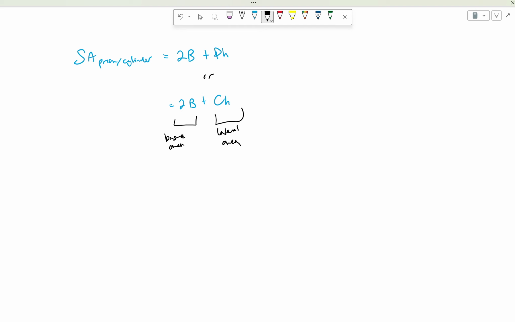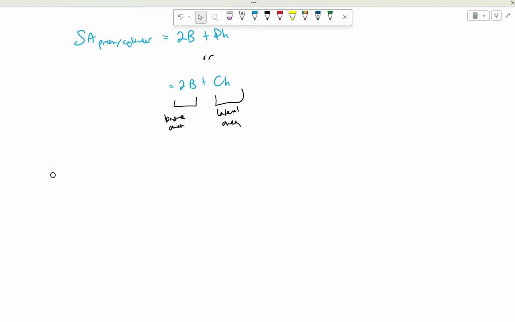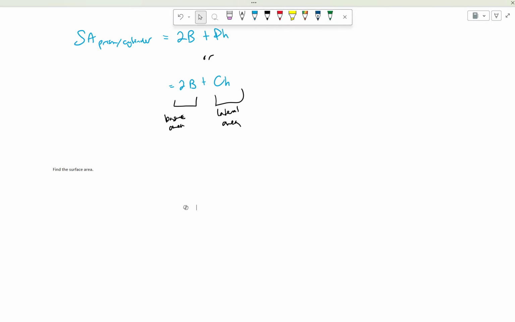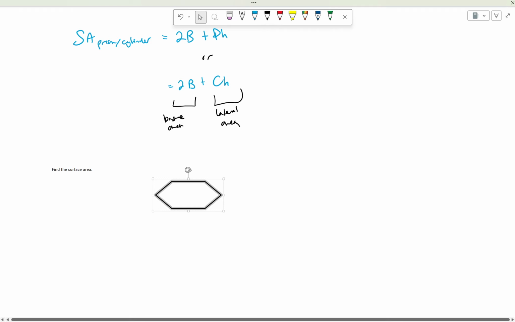Okay, so let's find surface area of a figure here. Let's draw a prism. I'm going to draw a hexagonal prism. Showed you guys one of these in class, so I'm going to draw a hexagon. In fact, that was kind of low quality. Let's go ahead and make a better one. Okay, so I got that guy, and I'm going to just kind of squash this thing a little bit. There we go.